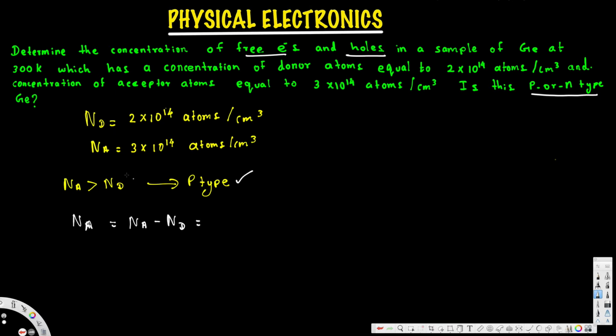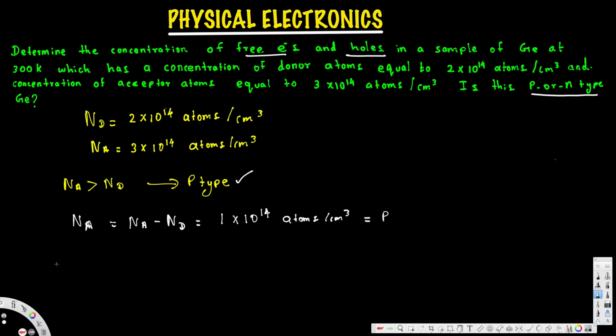Because we know that acceptors are higher than donors, Na minus Nd is going to give us the new holes concentration. That's going to be 1 times 10 to the power of 14, because we have 3 times 10 to the power of 14 minus 2 times 10 to the power of 14. That's going to give us 1 times 10 to the power of 14 atoms per centimeter cube. Okay, so this is nothing but P, the holes concentration. Now the majority is holes, the minority is free electrons.